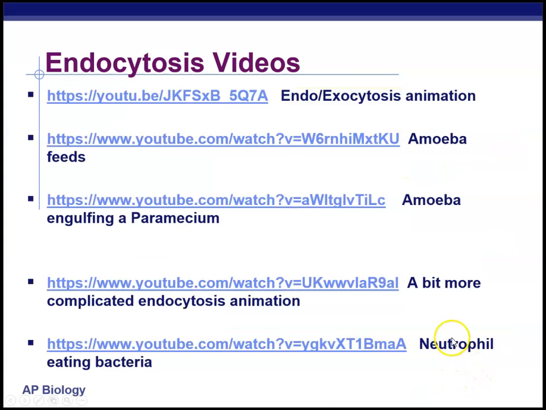There's a lot of videos you can check out and see this actually in action if you'd like to see that. One of the neat ones is an amoeba, which is pretty large, but it's engulfing another type of protist called a paramecium. That's pretty cool to watch. So I highly recommend taking some time and pulling up the slides and then clicking on some of these links and watching it.